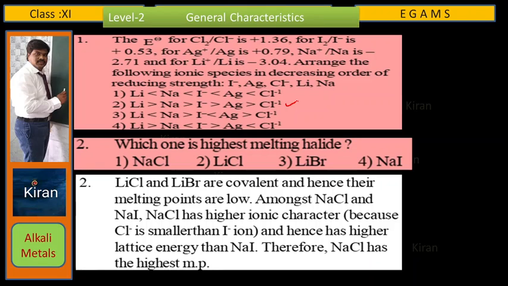When you go by the electrode potential values, lithium has the most negative value, then sodium, then iodide, then silver. Up to here you understand. And the last one, chloride: its value they have given in the plus form, plus 1.36, a positive value. In all the cases the values are lesser than this chloride ion. Based upon these values, we have arranged this. So the right option is the second one.